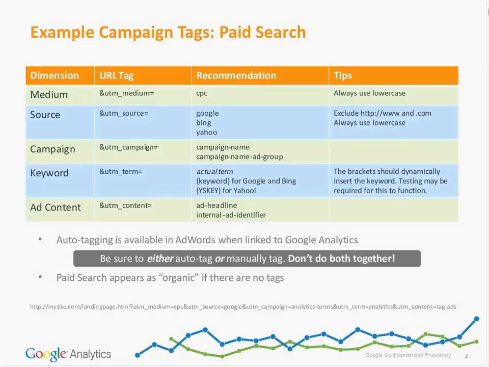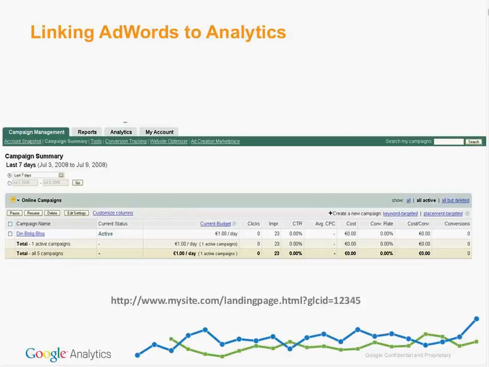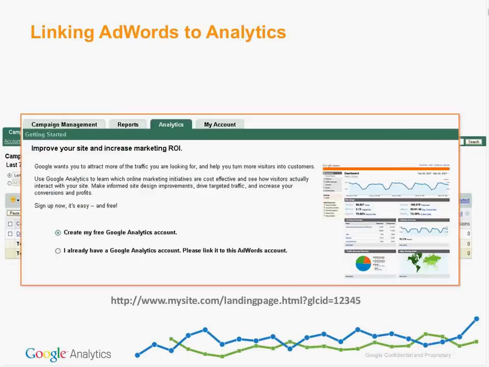When you're in your account, we'll move to the slide. You'll see an Analytics tab within your AdWords account. By clicking on that, you'll be brought to a menu. If you aren't already linked, you'll be brought to a menu that allows you to either create a free analytics account directly for AdWords, or if you have an analytics account, you can link it from there.